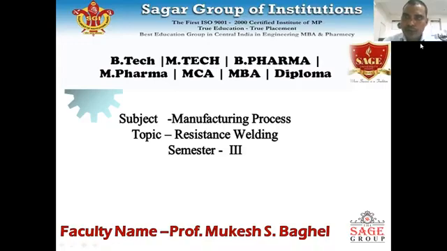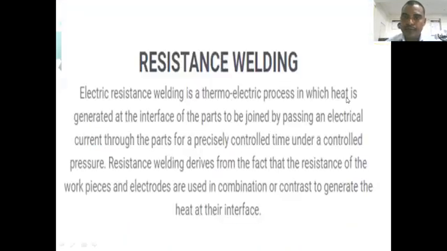As you know, we have different types of welding, in which one welding is known as resistance welding. In resistance welding, we can generate the heat by the equation H equal to I square RT. First, I would like to explain the definition of resistance welding.